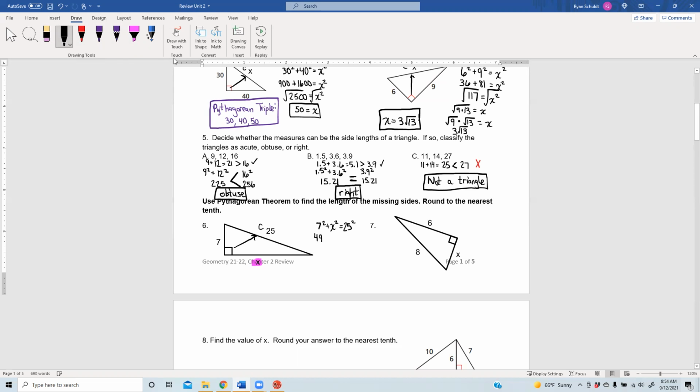7 squared is 49. 25 squared is 625. Subtract the 49 to the other side. Get x squared equals 576. Square root both sides, and you get x equals 24.